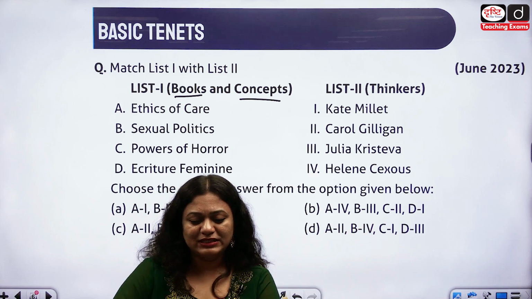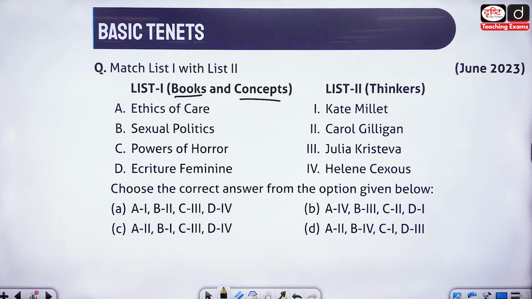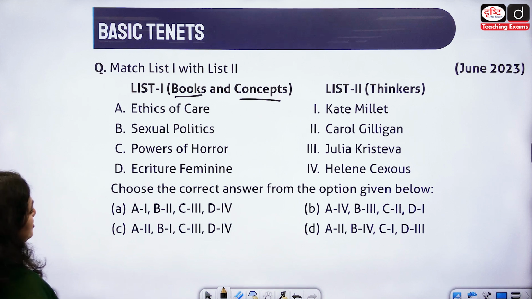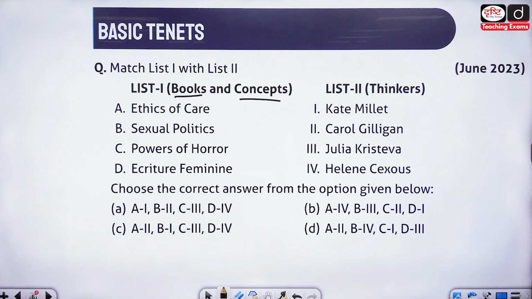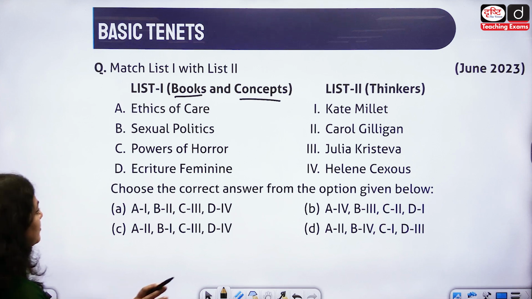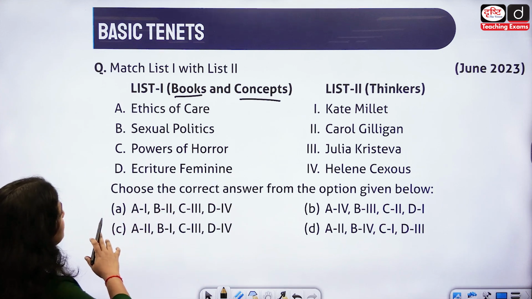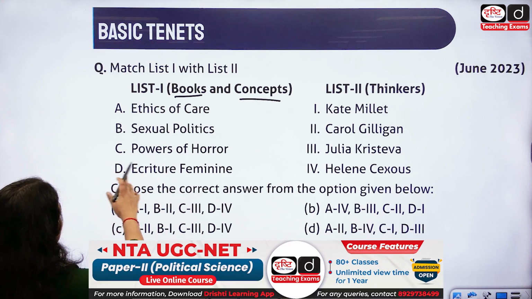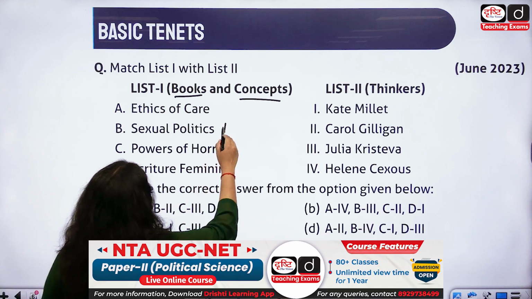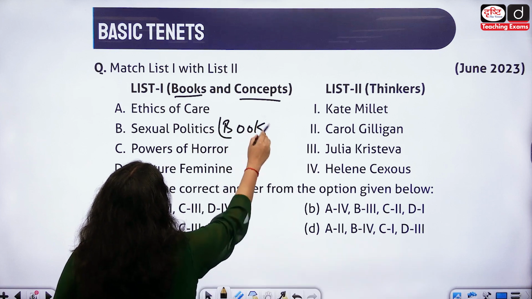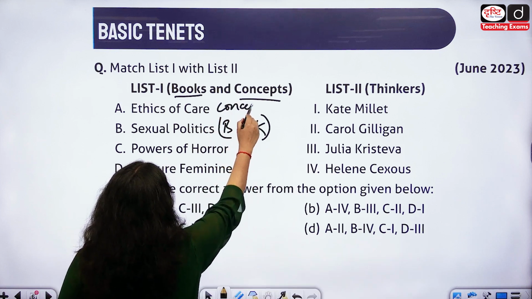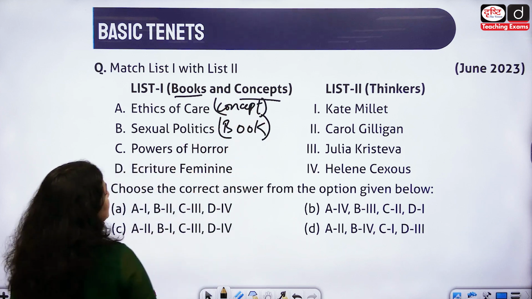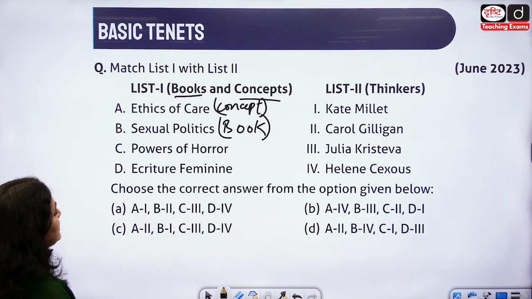So when we look at this question, it is a match the following question. Kate Millett is associated with the book Sexual Politics. I will explain them as well. Then we have Carol Gilligan, whose concept is Ethics of Care. So this is a book name, and this is a concept. Ethics of Care is by Carol Gilligan.